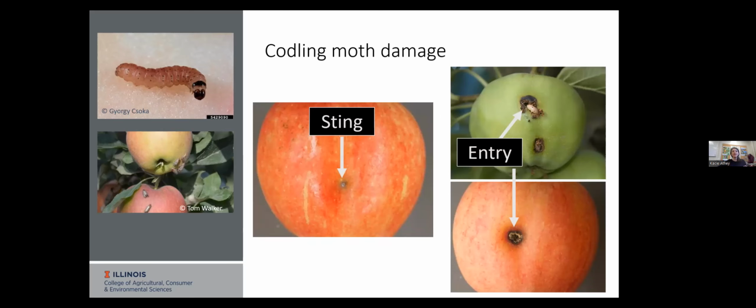We have something called a sting, where the caterpillar tried to get inside, but maybe wasn't able to. And then we have something called an entry, which is the evidence that there is a caterpillar inside that apple. If you look at the top left or top right photo, you can see the caterpillar there, and beyond that, that sawdusty looking stuff is actually caterpillar poop. You can often see that on the outside as well. That can give you an idea of the pressure of codling moths you have in your orchard just by looking at your fruit.